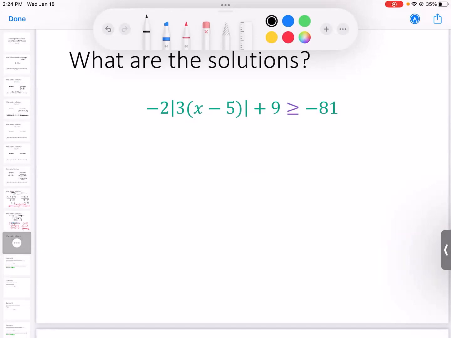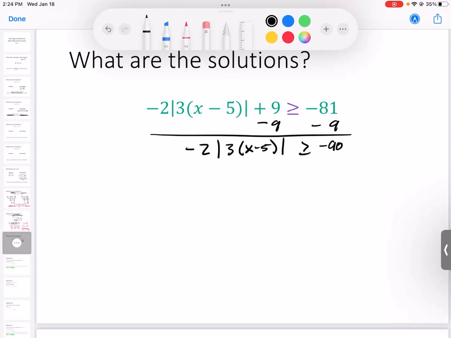All right, so on this one, what did you guys do first? Okay, perfect. Yep, because you want to get the absolute value stuff by itself. So because we have absolute value stuff times -2 plus 9, we're going to undo the addition of 9, undo the multiplication of -2 to get the absolute value stuff by itself. So we get -2, absolute value of 3 times x minus 5 is greater than or equal to -90. And then what did you guys do next?